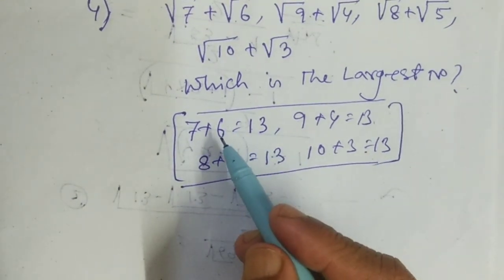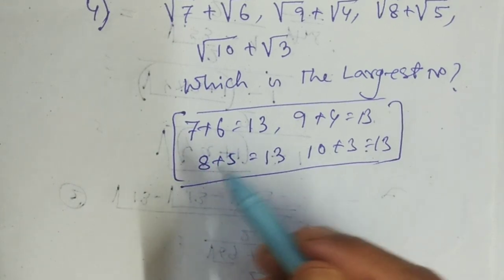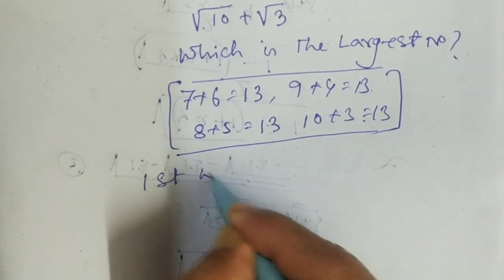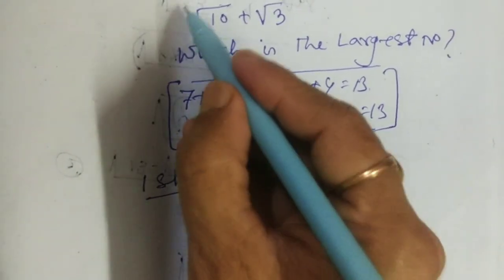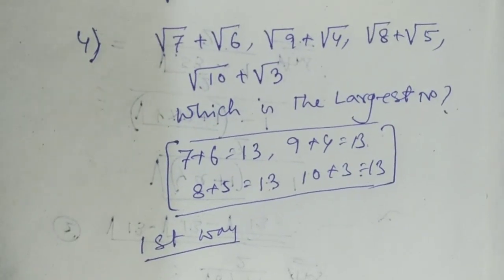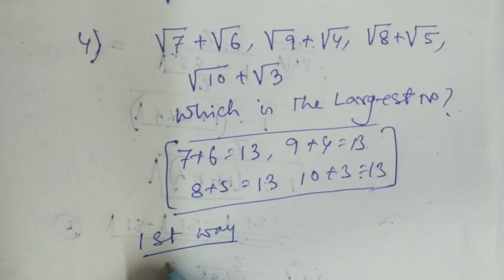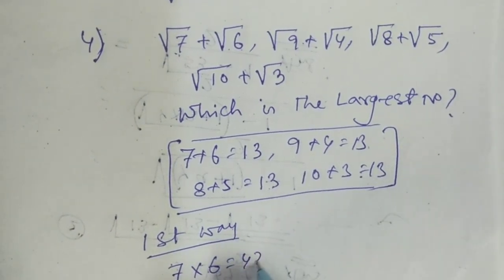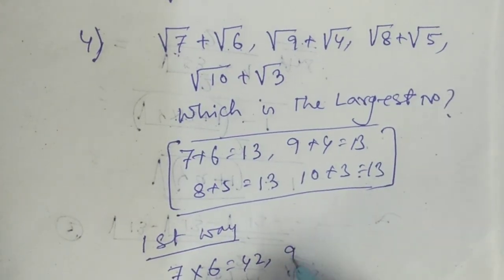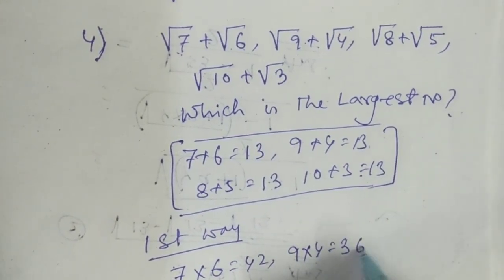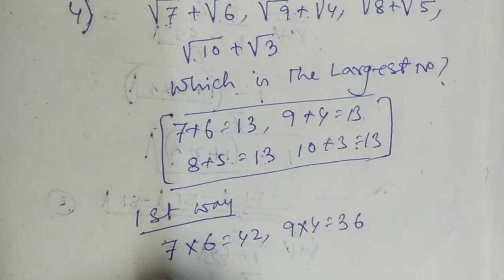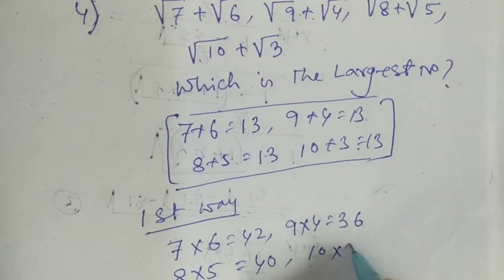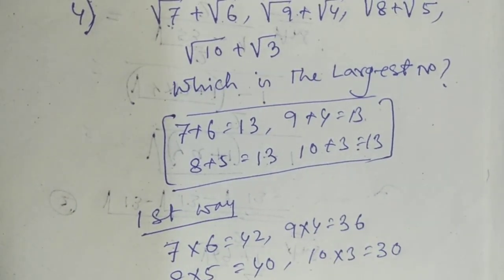If all are same, then you can solve it two ways. This is the first way. How can you solve? Multiply all these. 7 into 6 is equal to 42. 9 into 4 is equal to 36. And 8 into 5 is equal to 40. 10 into 3 is equal to 30.